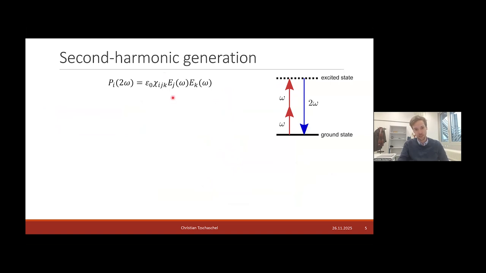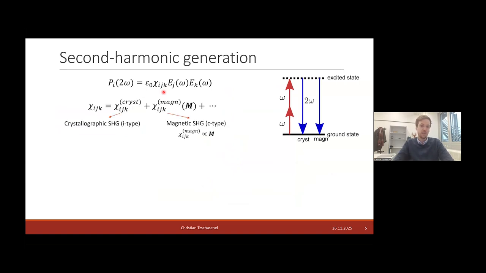This process is mediated by the nonlinear optical susceptibility tensor. The symmetry of the material defines which components are allowed here. Now, in our situation, we are already in the paramagnetic phase. The material is non-centrosymmetric. We are in a situation where there is a crystallographic contribution to these chi-tensor components that is invariant under time reversal symmetry.